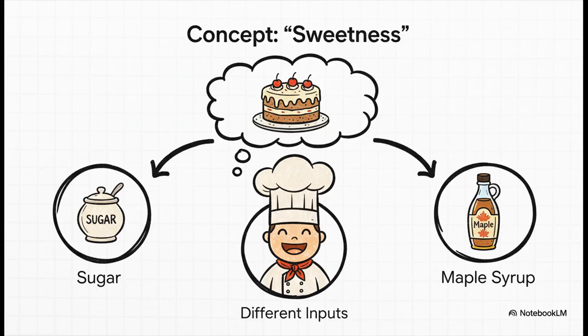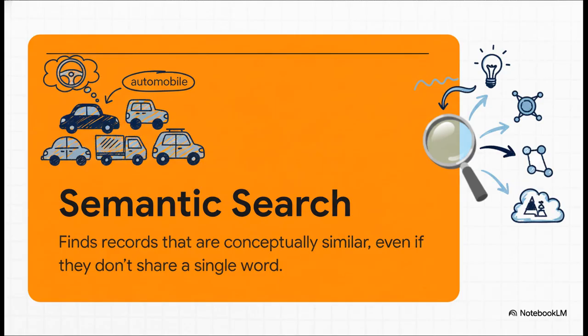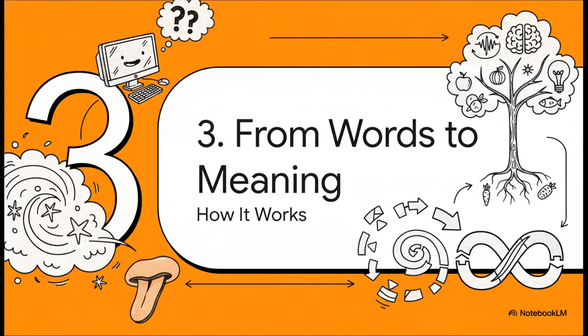But this new way, vector search, is completely different. It's more like a chef who's matching flavors. A good chef doesn't care if you use sugar or honey or maple syrup. They get the core concept, right? They understand sweetness. They're looking for the essence of what you want, not just the exact word on the list. The technical term is semantic search. It's not about matching words, it's about matching ideas. It finds things that are conceptually similar. This is the magic that lets you search for automobile and actually get back results for car, SUV, and truck. It just gets it. So how in the world does a computer learn to taste these conceptual flavors?